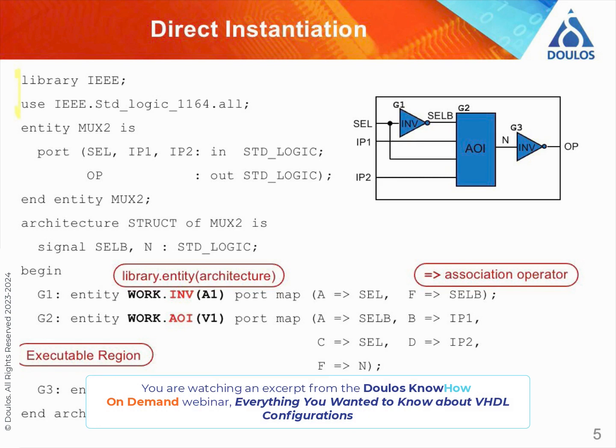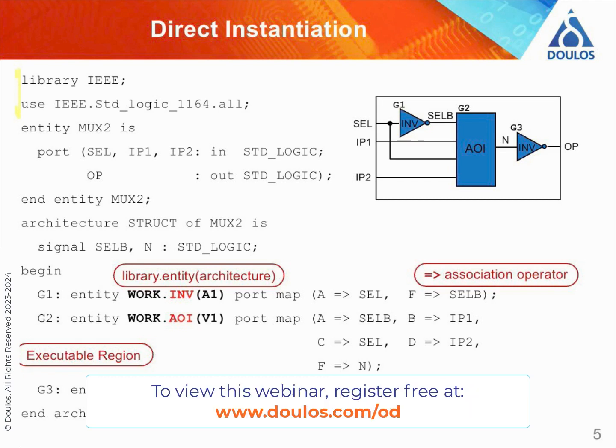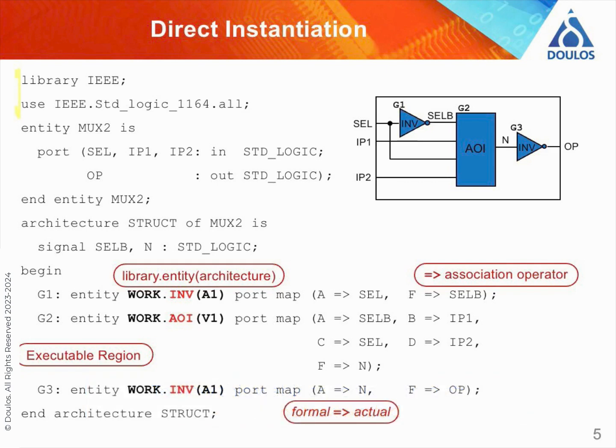Now there's more to it than just placing the blocks into the architecture of MUX2, because we also need to wire everything up. And here you'll see on the right how we do that. So our first instantiation, G1, maps A, that's a port on inv, to sel, the port on MUX2. And it maps the F output of this inv to the internal signal, selB. SelB isn't a port of MUX2, it's an internal signal inside the architecture, which is just going to be used to wire the sub-blocks together.